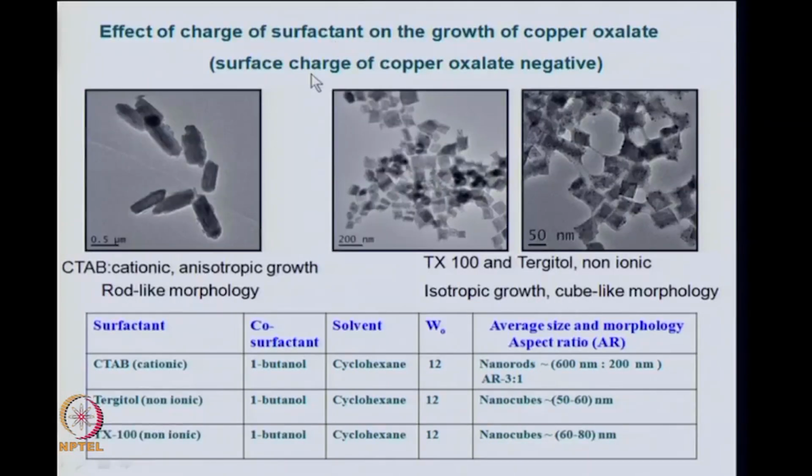And this is the surface charge, the charge of the surfactant. So, you have positive charge in CTAB and you have neutral charge in TX100 and tergitol, which are non-ionic, and here you see isotropic growth, whereas in the cationic surfactant you see more anisotropic growth. So, the aspect ratio is nearly 1, they are cubic in nature, whereas the aspect ratio is here 3:1.